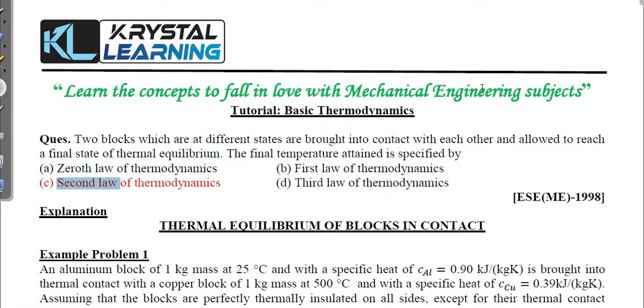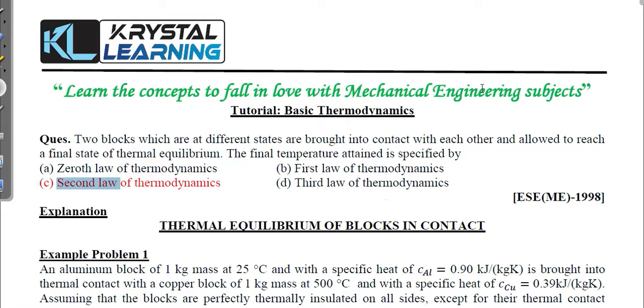So today the subject is basic thermodynamics, and in that we will take a very good conceptual question. There is a lot of debate about what the correct answer is, because a book gives one answer, competitive examinations give a different answer, and the right conceptual answer is different from both the book and the competitive examination answer key. So let's see the question.